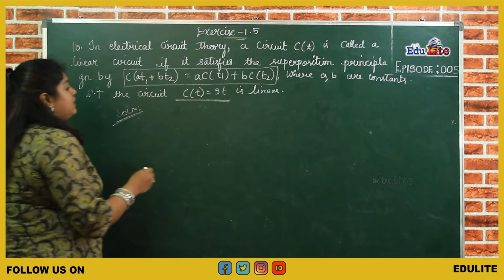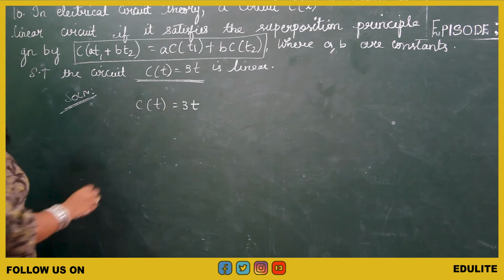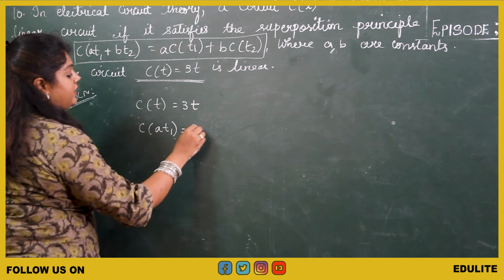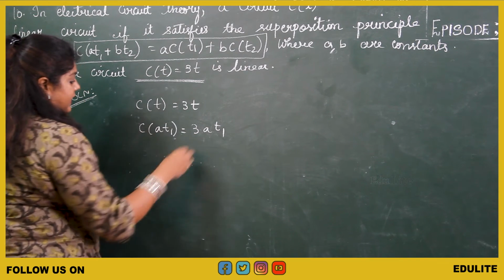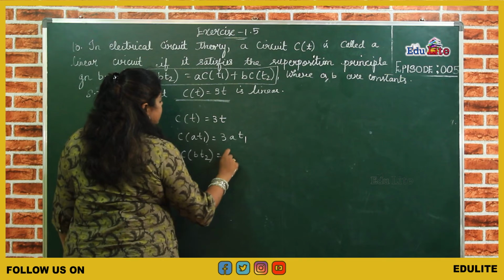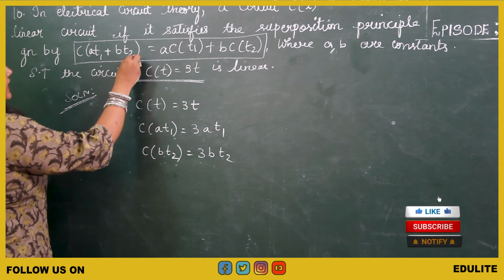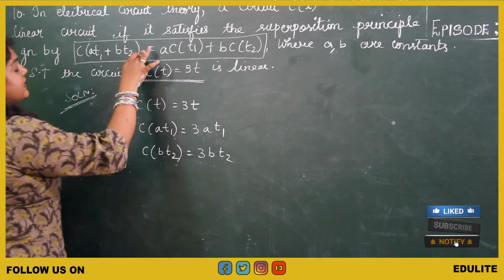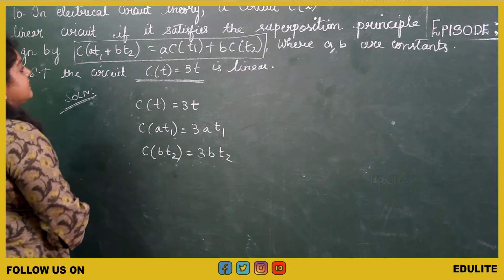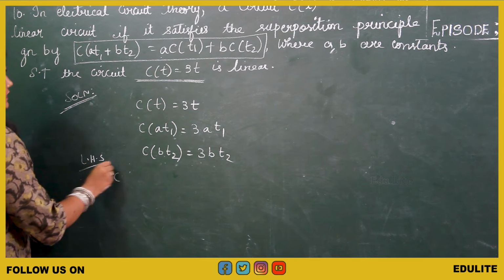So what we will do is take C of t is 3t, which is given. If it is C of A t1, in the same method we can write it as 3 into A t1. Similarly, C of B t2 we can write as 3 B t2 in the same format. Now, we will take the left hand side and prove the right hand side. If the superposition principle is satisfied for these values, we can say this is linear. I am going to consider the left hand side and bring the right hand side.